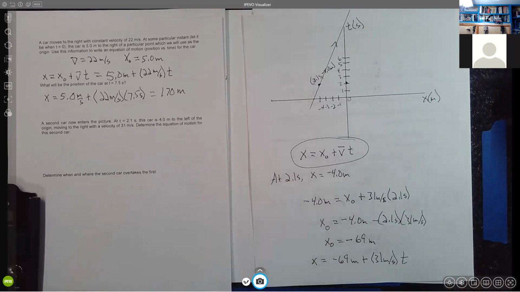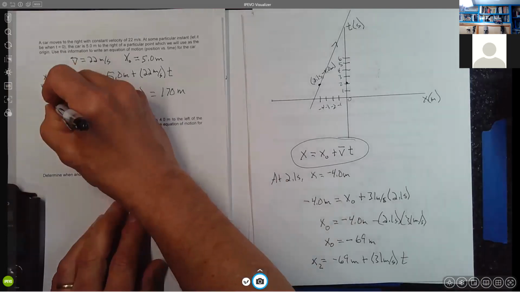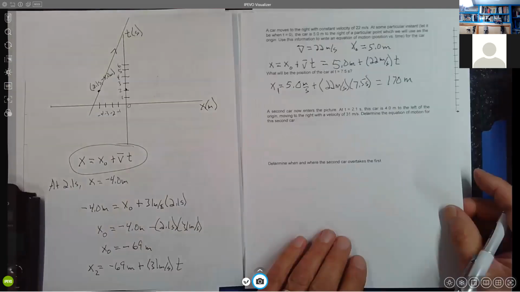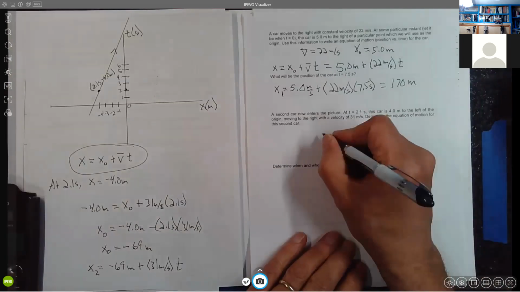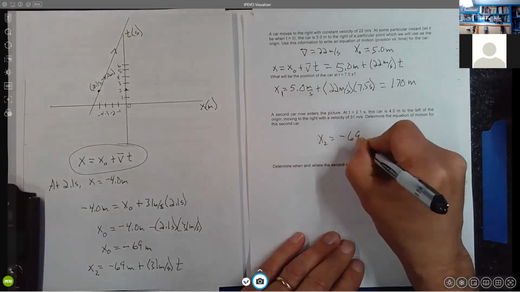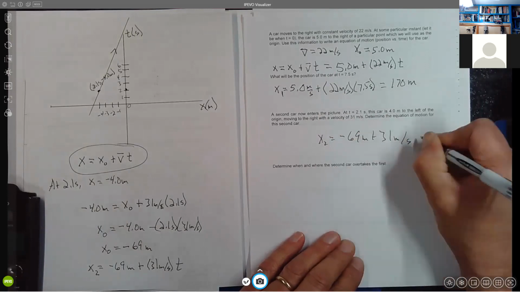Then it asks, determine when and where the second car overtakes the first. I should call this one X2 for the second car. The first car, I should call X1. And now that I know equations of motion for both of those things, let's see. X2 is equal to minus 69 meters plus 31 meters per second times t.